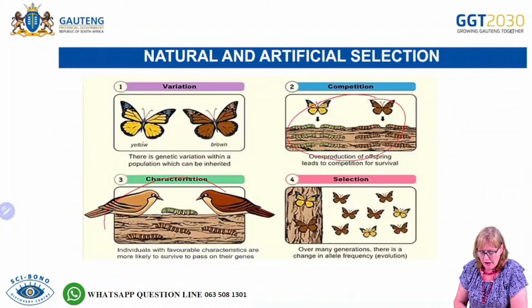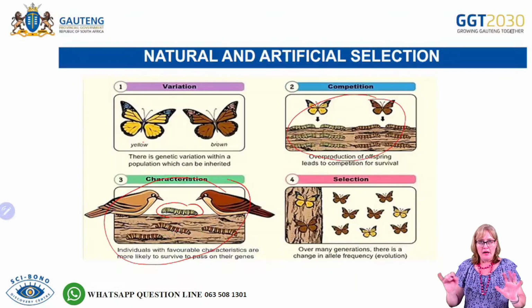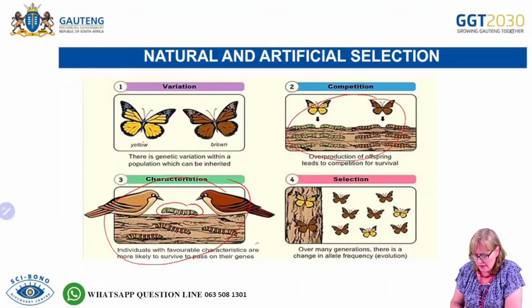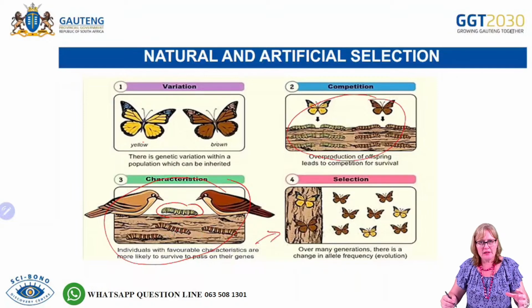So then the environmental pressure comes in, and you can see the predators will see the light ones more than they will see the dark ones, the brown ones. So the brown ones are favored here, right? They will eat all the light ones, and at the end, through natural selection, there will be more brown butterflies than light butterflies. This is natural selection. Nature is doing all the work. Nature is the selective force, right? No humans, nothing. We have nothing to do with this.